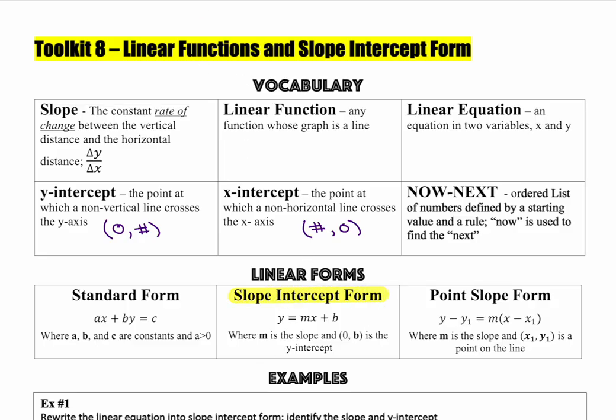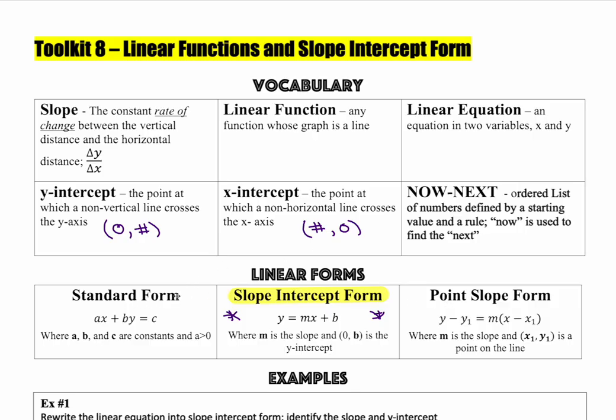Slope-intercept form is where you're given the slope and you have the y-intercept. This is the main form we will utilize. So it's y = mx + b, where m is the slope and (0, b) is the y-intercept. Please understand that the slope is only the coefficient of the x. It is not the x. The b is the value of the y-intercept, and you should always write it as a coordinate.